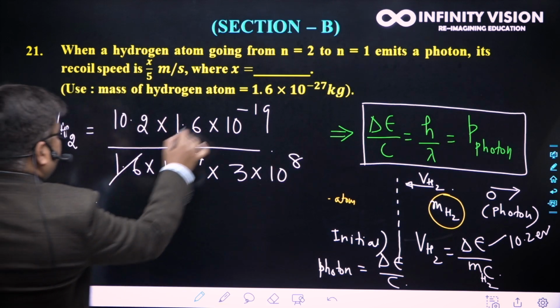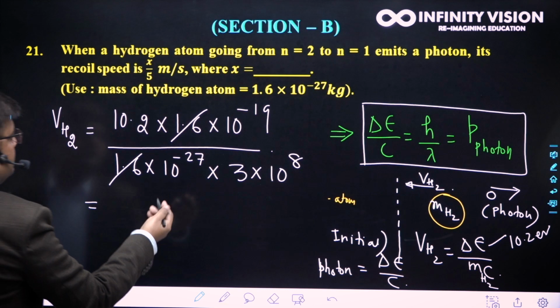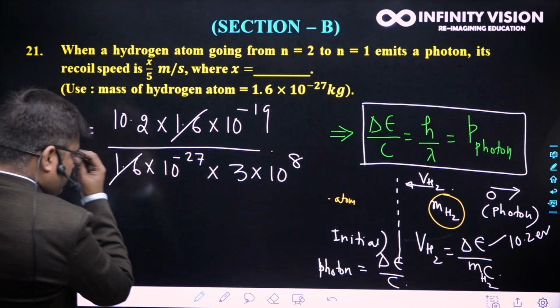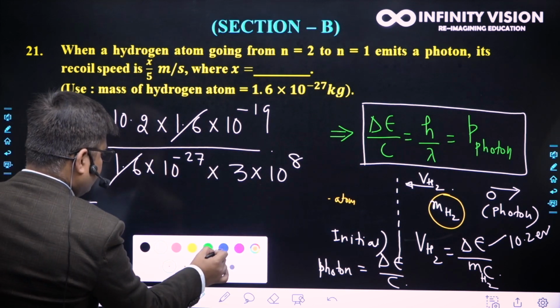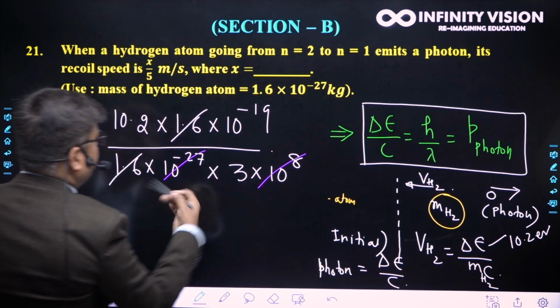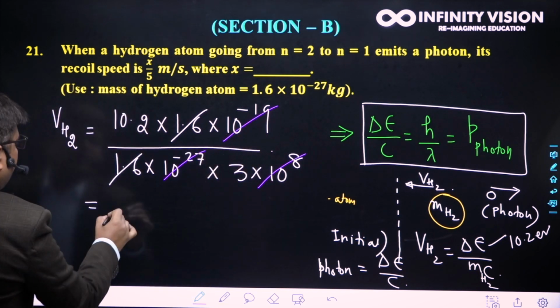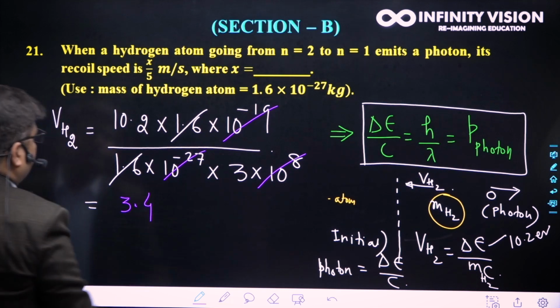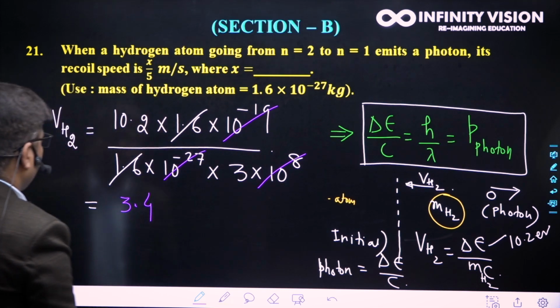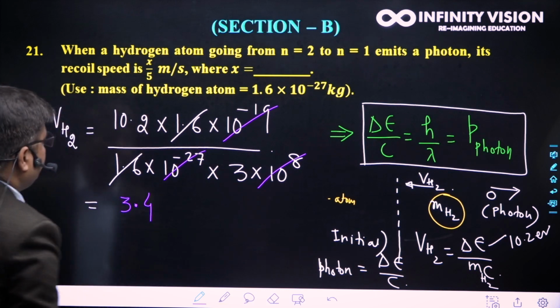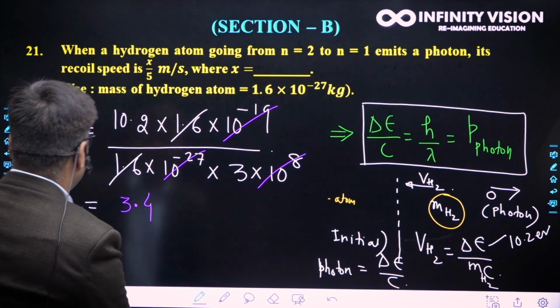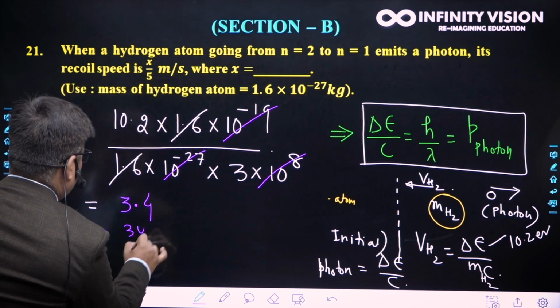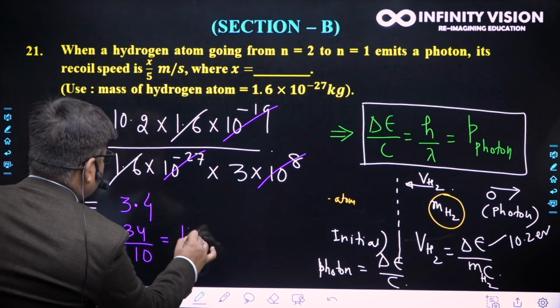So 1.6 gets cancelled out. Here will be minus 19, and the powers cancel out: 27 minus 8 is 19, and this 19 will get cancelled out. And here we will be left with 10.2 by 3, which is 3.4, and converting this, 34 by 10, which will be equal to 17 by 5.